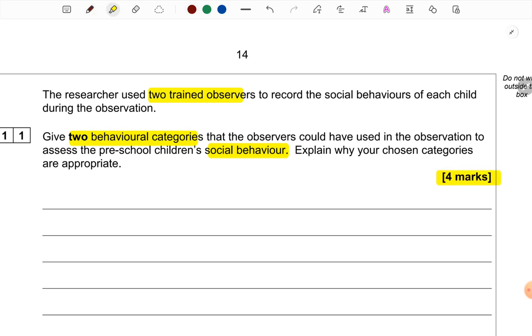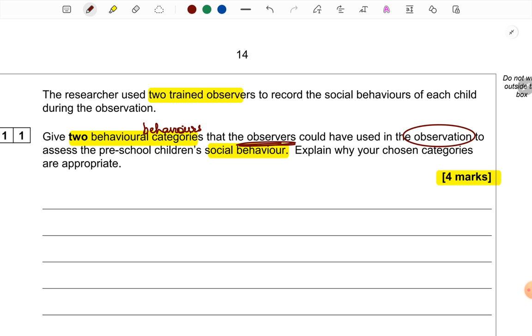Unfortunately, when they say behavioral categories, what they mean is simply behaviors. Actually, behavioral category should be about a collection of behaviors, but they just mean behaviors when it comes to the AQA paper. So, literally, we just have to give two examples of behaviors that would indicate whether children are behaving socially or not. So, any gestures, any facial expressions, any words that they use, which should be observable. Don't say things like children are thinking something in their mind. The researcher cannot know what children are thinking in their mind. So read the question carefully. It's about observation. It's not about a self report.